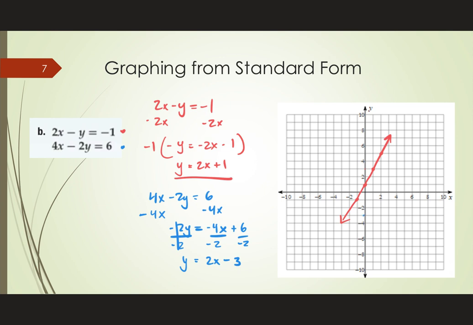So start off at -3, and we're going to go up 2 over 1, up 2 over 1, up 2 over 1. And if you weren't aware from the equation, you should be aware now that these lines are parallel, and therefore there is no solution, because these graphs are inconsistent.